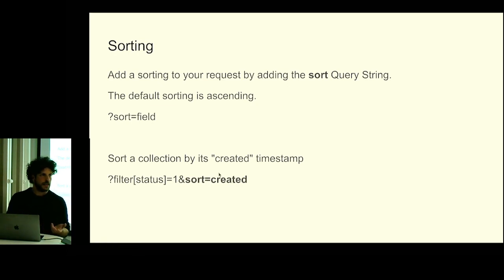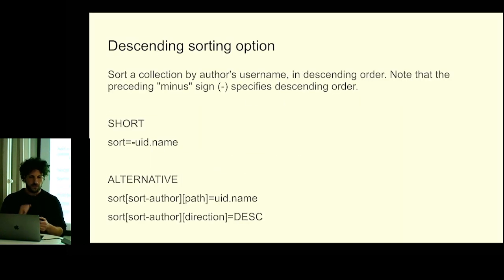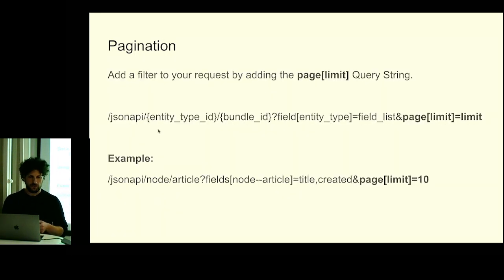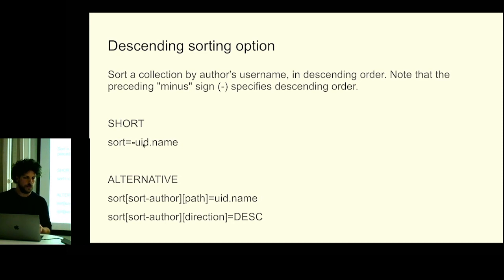By default, it will be ascending. If we want to do the opposite, descending, we can add the minus sign. So the short version is adding the minus sign in front of the field that we want to sort. Otherwise, we can specify again the path with the field name and then the direction. And again, the sort will be the sort name.